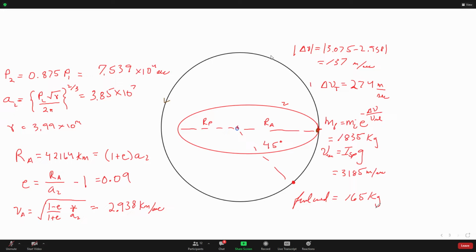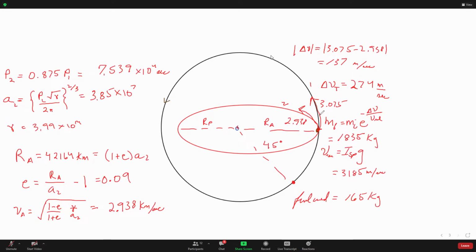Okay, is everybody clear on how to do this phase maneuver? I had a question. Go ahead. For the delta V, where did the 3.075 come from? Oh, that is the speed in this original geostationary orbit. This is the 3.075. This is the 2.938 kilometers per second. So the delta V is the same at the beginning and at the end of the maneuver. It's just in different directions.